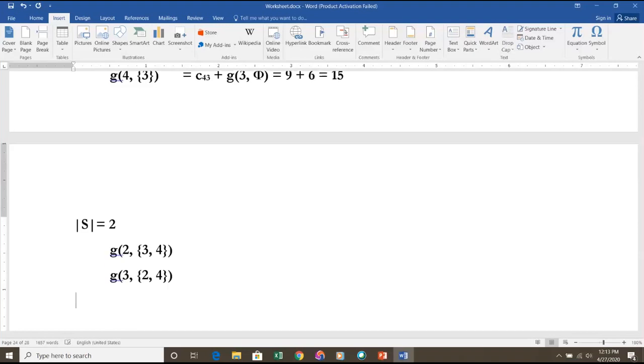If I starts from 4, what is the possibility? The possibility is 2 comma 3. Yes, this is the contents of the set. So that means the starting vertex is 2 and the path will travel from the vertices of this set, 3 and 4. Now there are two options.